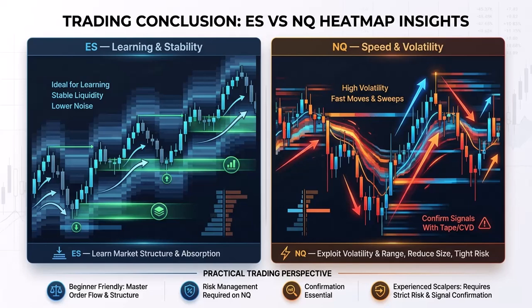Practical view. ES is better suited for learning liquidity, absorption, and market structure. NQ is better suited for exploiting volatility and range, but risk management must be tighter. On NQ, heat map signals should always be confirmed by tape/CVD. Do not trust resting liquidity mechanically.